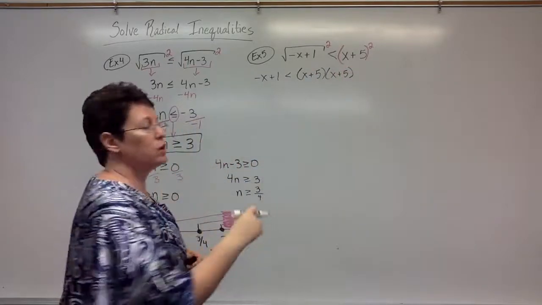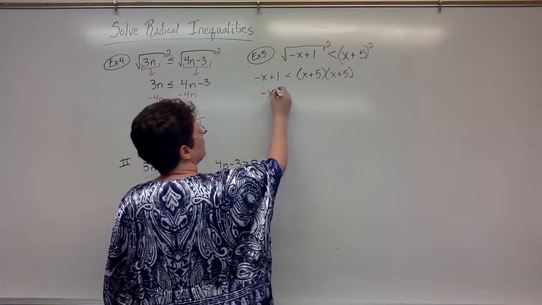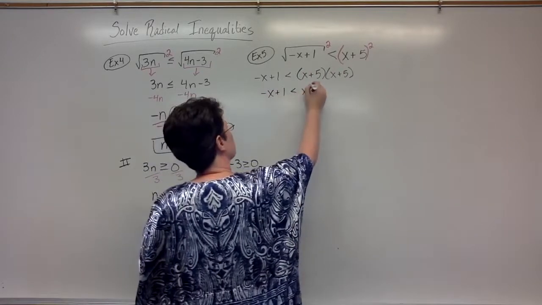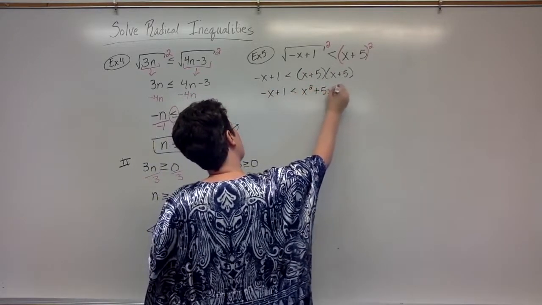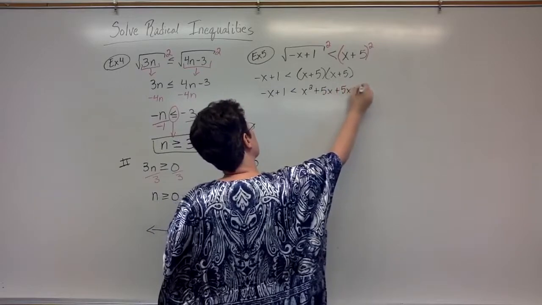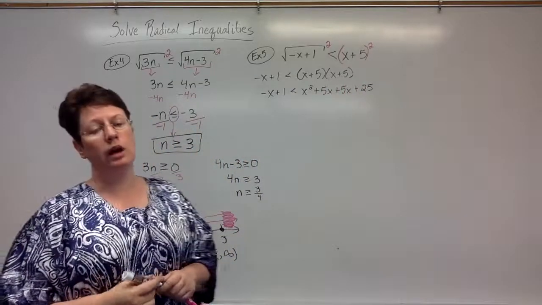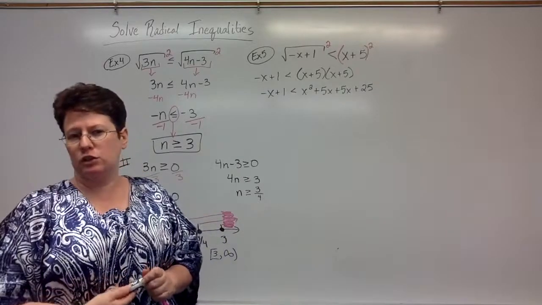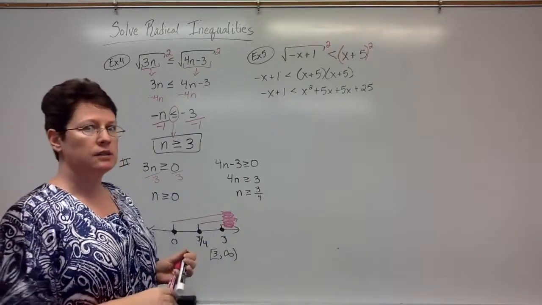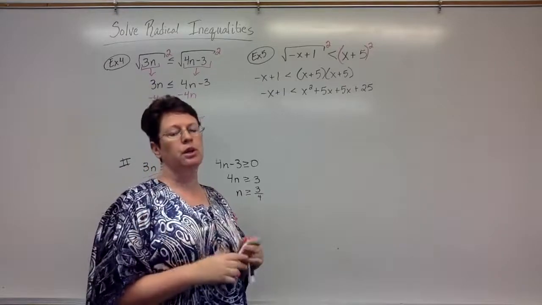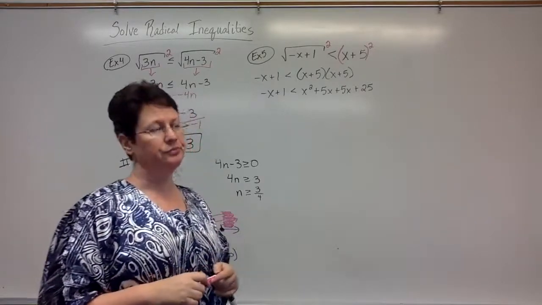Okay, let's just go ahead and multiply that out. Negative x plus 1 less than x squared plus 5x plus 5x plus 25. Easy enough. What kind of equation is it? What kind of function is that? What's the highest exponent? 2, which means it's a quadratic.